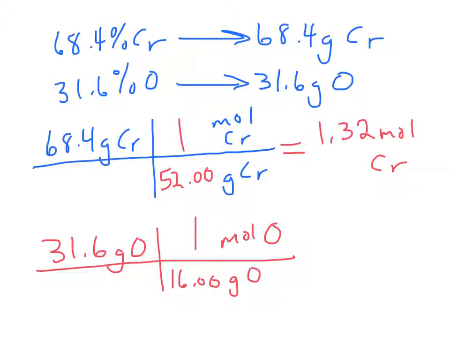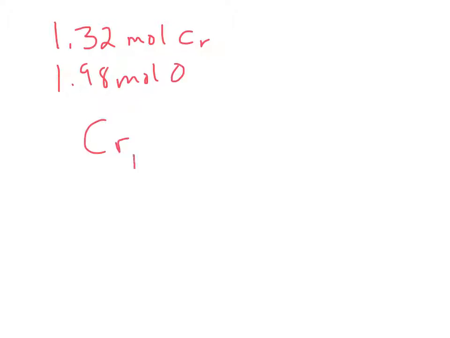So doing this calculation, I got out the number 1.98 moles of oxygen. So right now we had 1.32 moles of chromium and 1.98 moles of oxygen. And remember, right now our formula looks kind of like this.